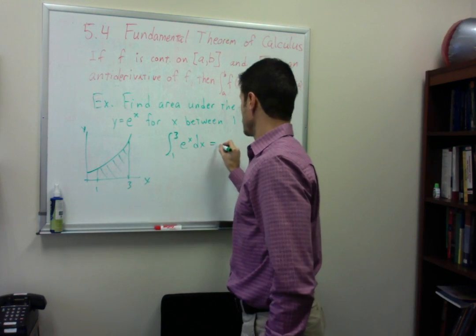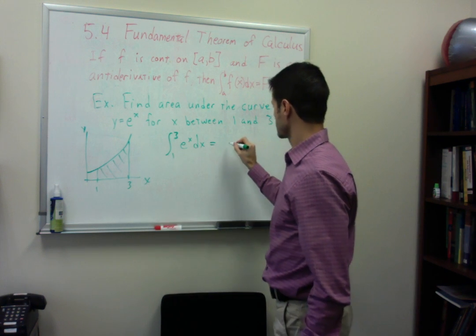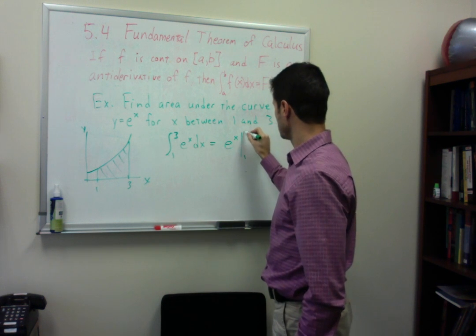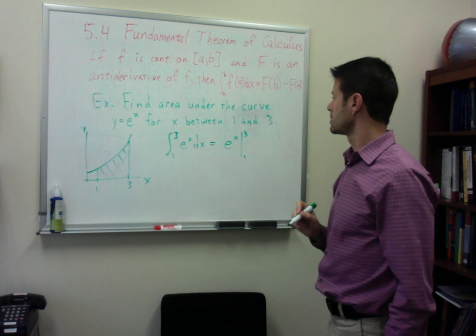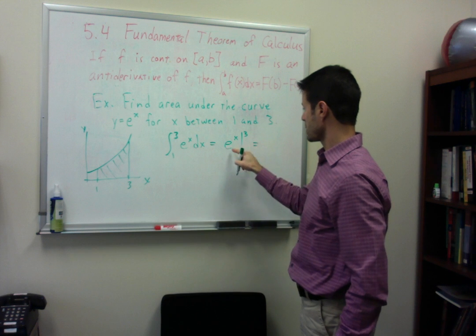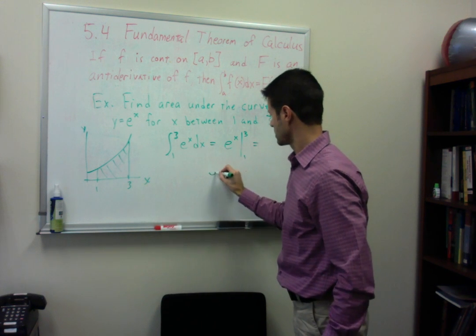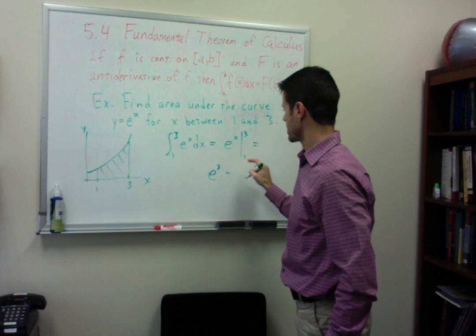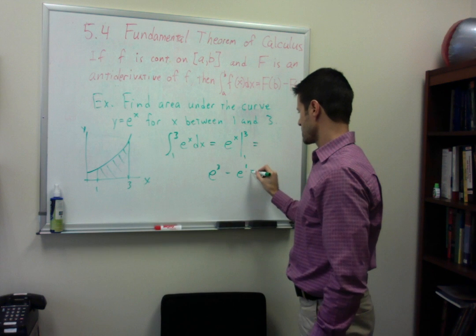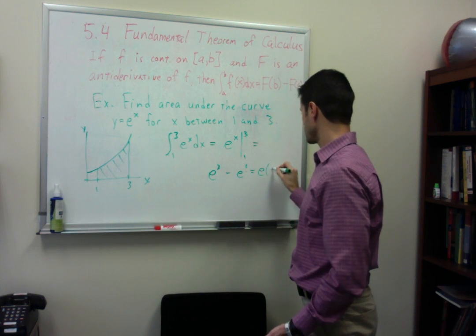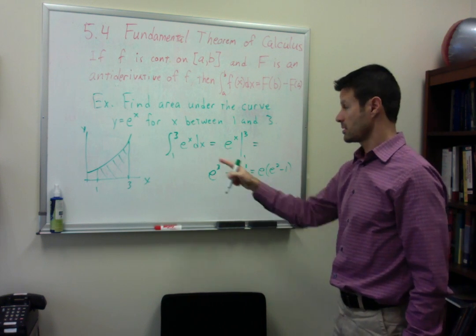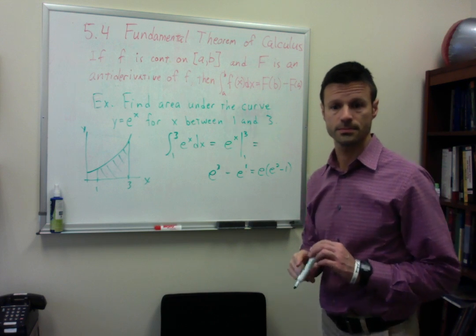So the antiderivative in this case is very simple, just e to the x. I'm going to put my bar here and put my limits of integration there. This simply means to plug 3 into our antiderivative, it's e cubed, and then subtract plugging 1 into our antiderivative, which would be e to the 1, or e. And so this I can simplify, if I'd like to, I can just factor out an e and write this as e times (e squared minus 1). So this would be the area under that curve.